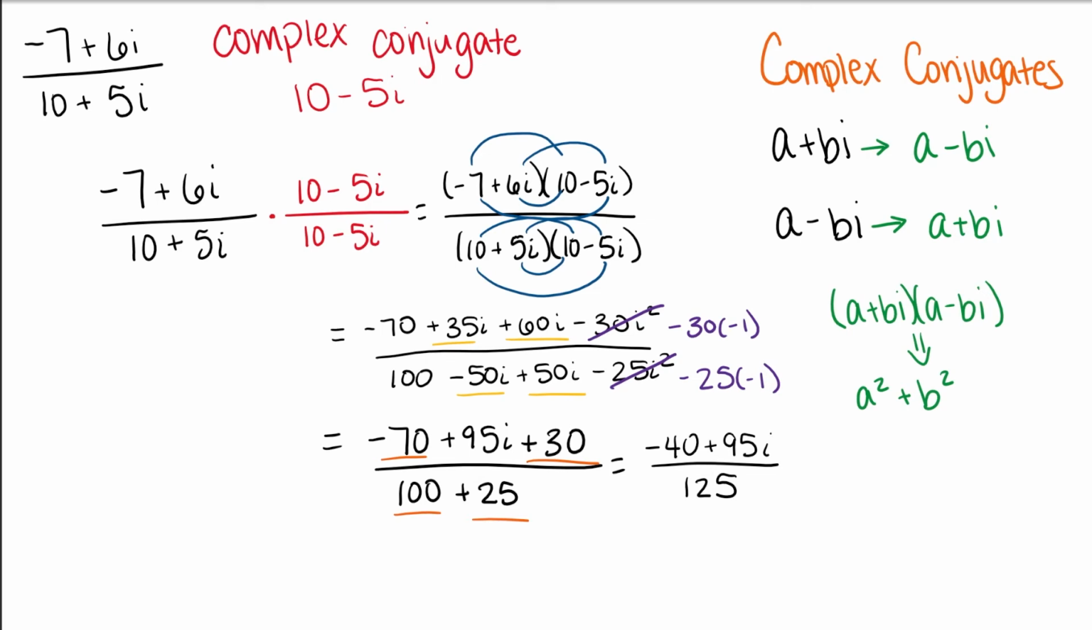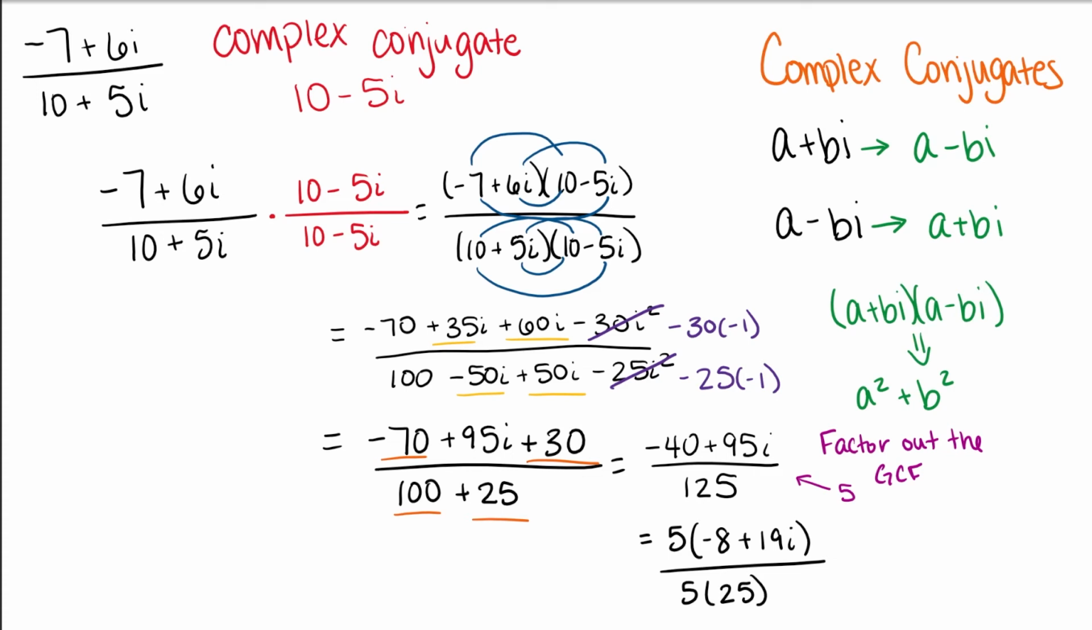Now, although it looks like we're done because we don't have any i's in our denominator, we do need to take one more step here, and we need to factor out our greatest common factor from both our numerator and our denominator. In this case, our GCF is 5. So when we factor out a 5 from our numerator, we get 5 times negative 8 plus 19i, and in our denominator, we get 5 times 25. So those 5's will cancel out. And now we are left with our true final answer, which is negative 8 plus 19i over 25.